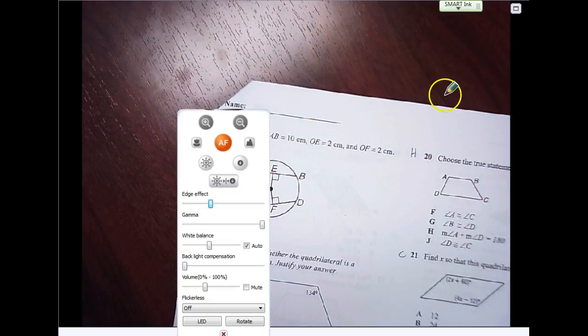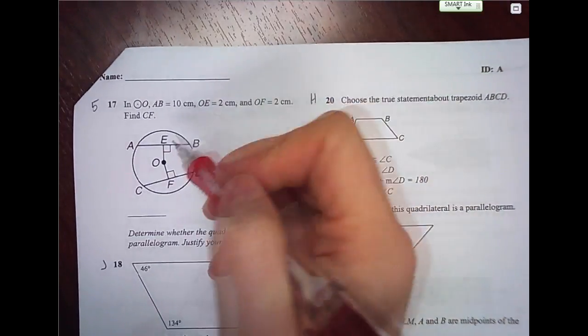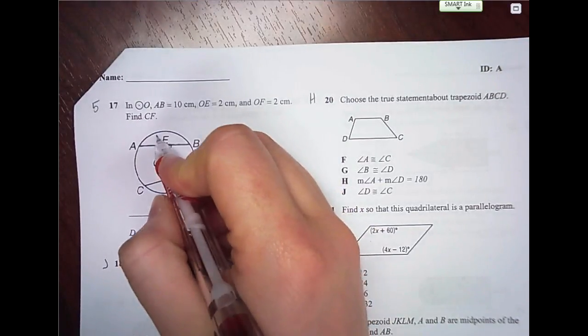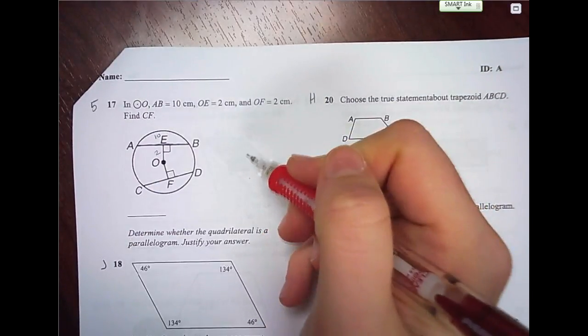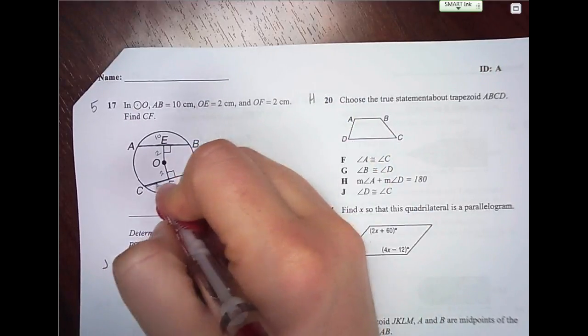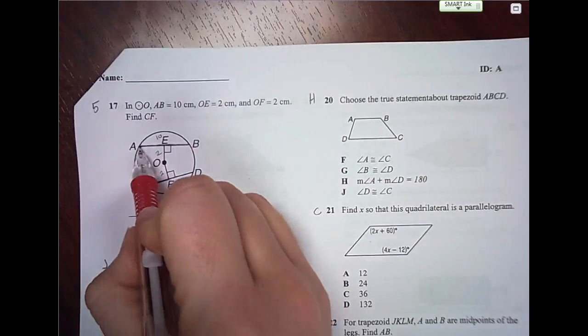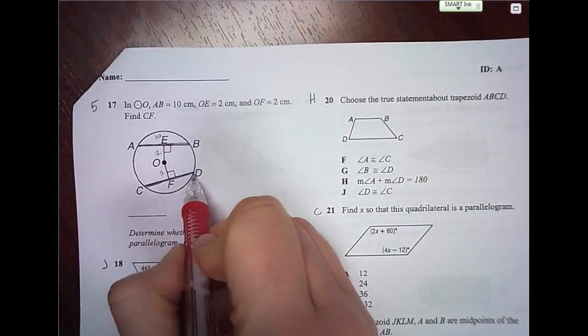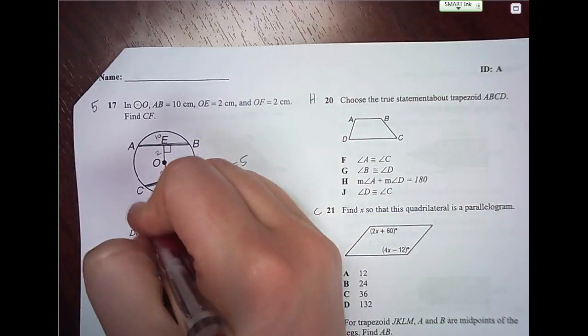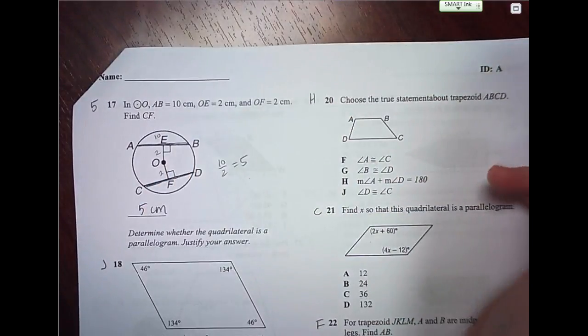Okay, number 17. Look at that one. In circle O, AB equals 10 centimeters, so this whole thing here. OE is 2. OF is 2. Find CF. So it wants us to find this right here. Well, if this whole thing is 10, then this whole thing is also 10, and so then we can just do 10 divided by 2 is 5, so 5 centimeters.